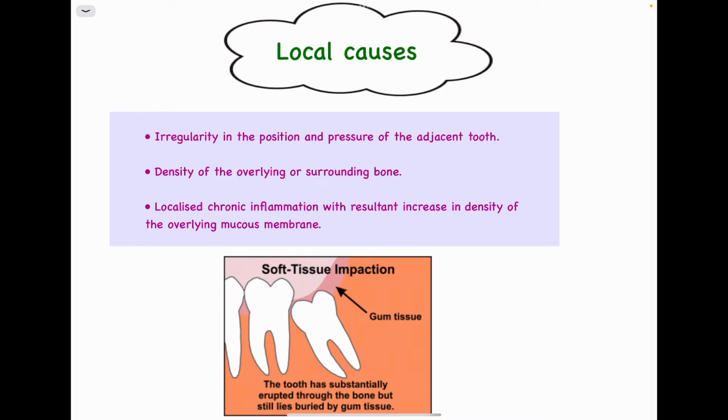Now as we know, during the process of inflammation there is attraction of WBCs into that area, right? Because there are WBCs, dead and dying neutrophils and all other leukocytes, there is an edema which is present. Because of the edema, there is increase in the amount of pressure as well as increase in the density of the overlying mucous membrane. Now it may act as a soft tissue barrier preventing the eruption of the tooth into the oral cavity.